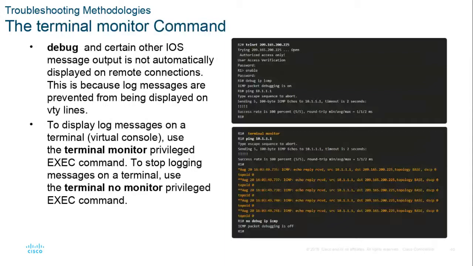Debug is not shown on a Telnet session. It's only shown on the console port. So if I come in over a Telnet or secure shell connection, I won't see my debug messages. I have to type terminal monitor to turn it on, and terminal no monitor if I want to turn it off. By default, it is shown on the default console terminal that you normally plug into with that baby blue rollover cable.